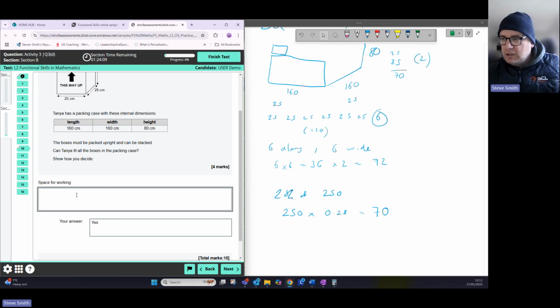And then show your workings. First of all, I'm going to say 25 times 6 equals 150. And then I'm going to put 25 again times 6 equals 150. So 6 times 6 boxes equals 36. And then I'm going to put 35 add 35 equals 70. So 36 times 2 equals 72.